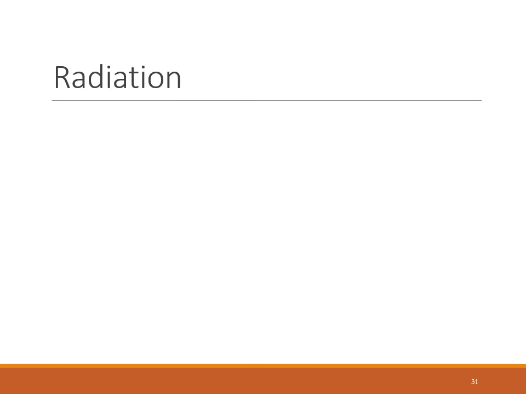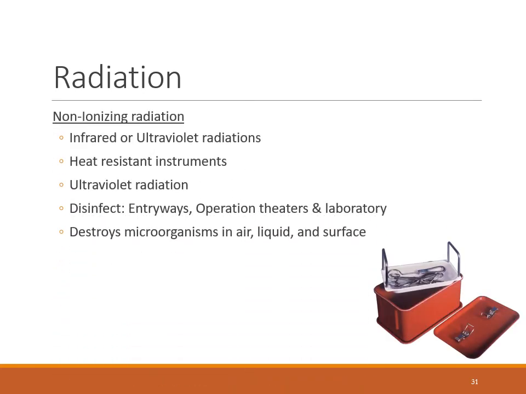The second is non-ionizing radiation. The examples are infrared or ultraviolet radiation. Infrared will be useful for heat resistant instruments. And ultraviolet radiation will be useful for disinfection of entryways, operation theaters, and laboratories. It also destroys microorganisms in air, liquid, and surfaces.